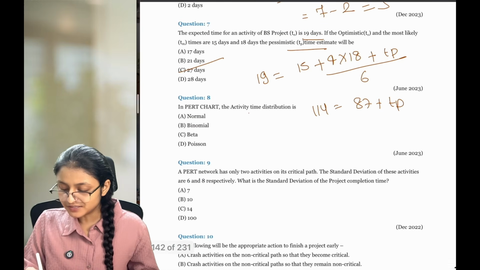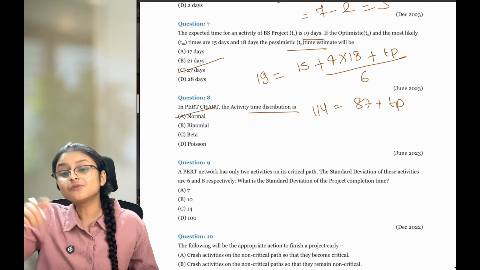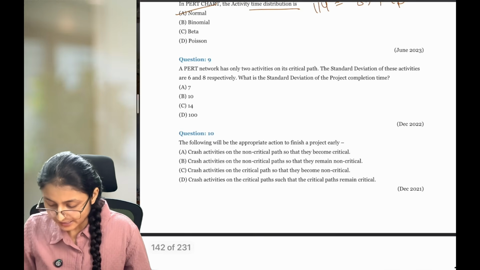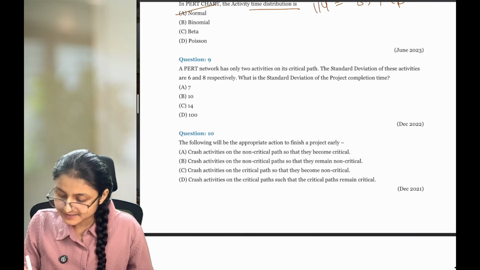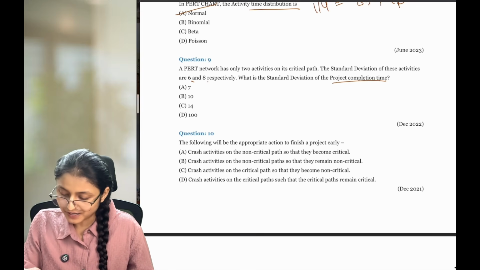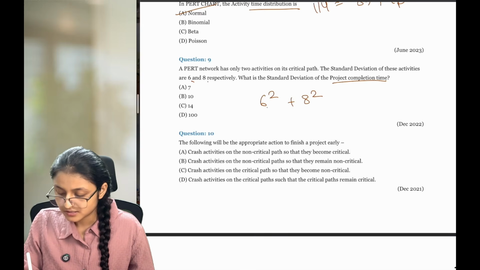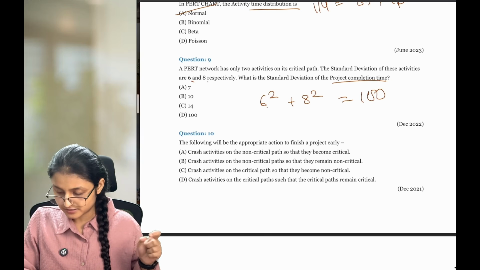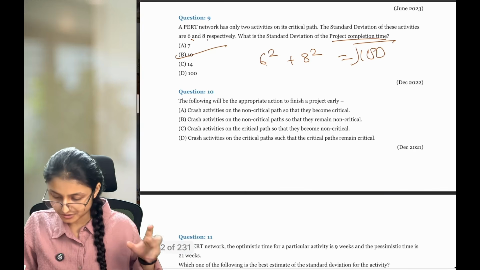In PERT chart, the activity time distribution is normal distribution. The curve which you use under PERT is normal distribution curve only. Okay? Next, a PERT network has only 2 activities on its critical path. The standard deviation of these 2 activities are 6 and 8. I can't add the standard deviation directly to get the standard deviation of critical path. What I need to do is 6 squared plus 8 squared. 6 squared is 36 plus 8 squared is 64. Total we are getting 100. This is variance. Take the square root of it. This will give you 10 as the standard deviation for the project.